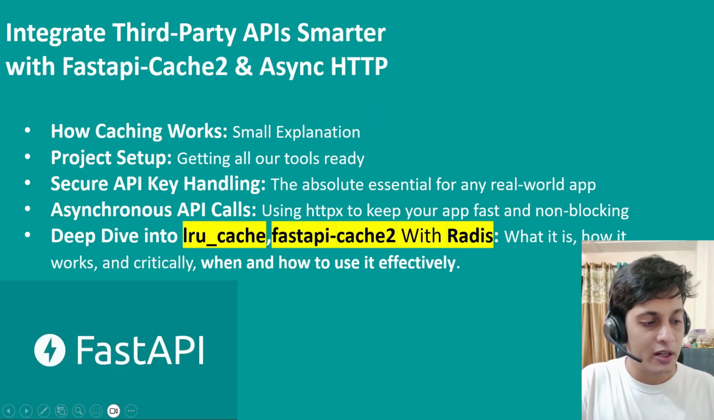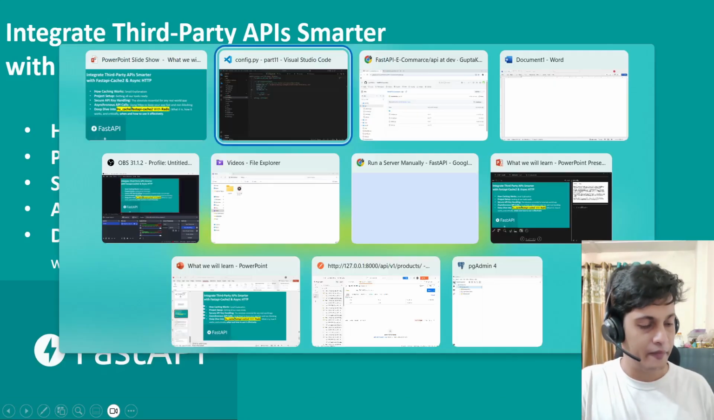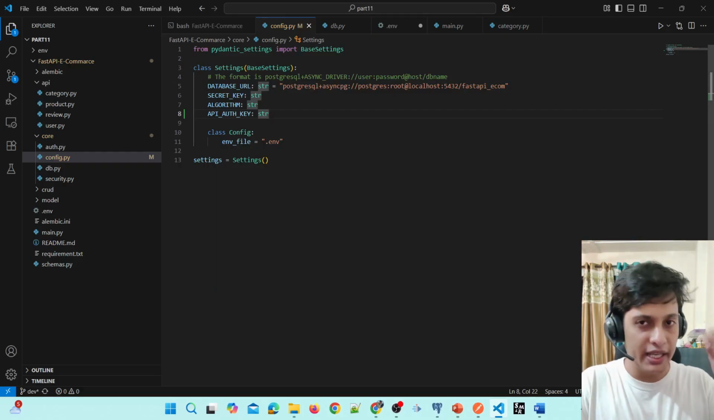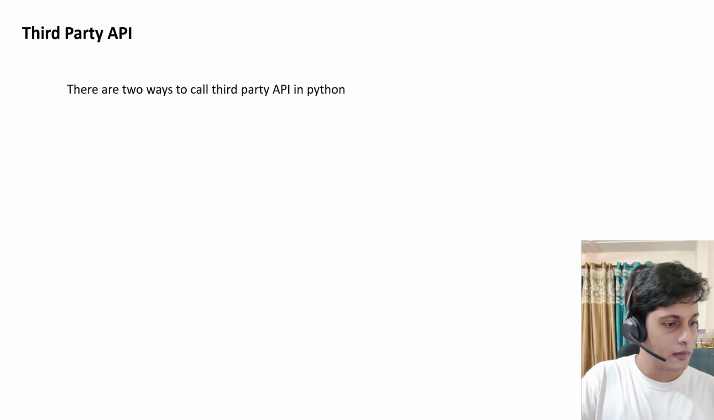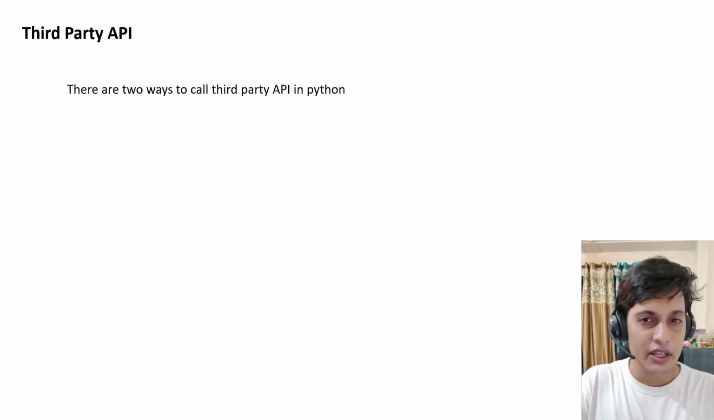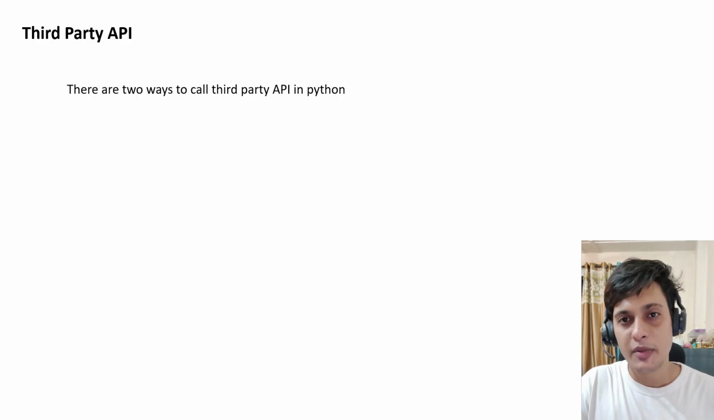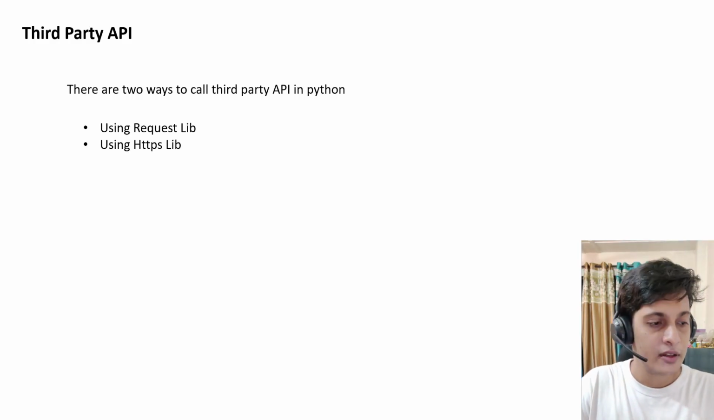Now let's come to the part of asynchronous API calls. For the asynchronous API calls, let's go to the third-party API. We need to consider a few things first. There are two ways to call a third-party API in Python. If you want to call a third-party API, it means you need to create some kind of request to that third-party API. First, using the requests library, and second, using HTTPX. Sorry, it is HTTPX, not HTTPS.